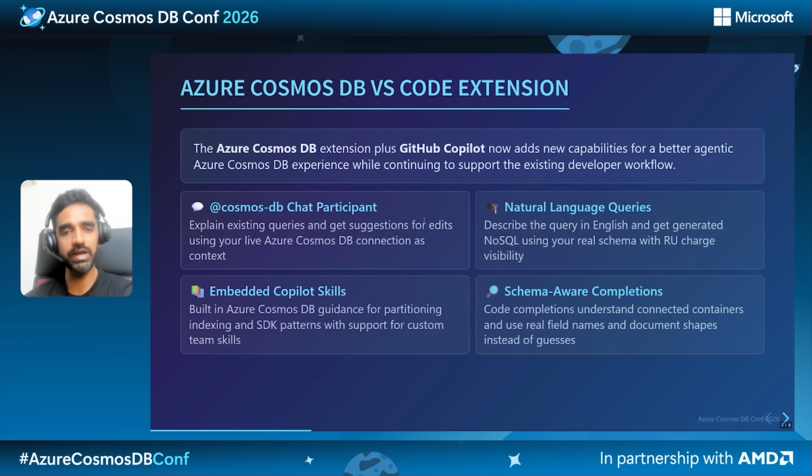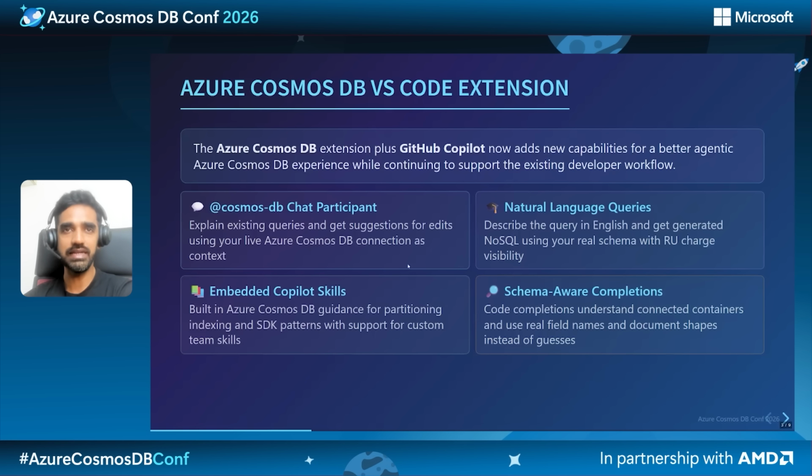The first experience that we are providing to end customers is the Cosmos DB chat participant, where I can ask questions in natural language about my containers, about schema and queries, and it responds using my live connection, so the answers are grounded in my actual data. Once I understand what the purpose is, then I can move on to write a query in natural language because I can describe what I want in English, and then the extension generates the NoSQL query using the real schema and shows the RU charges when I run it, so that you don't have to worry about the cost.